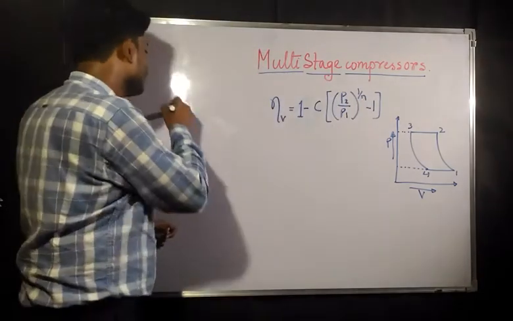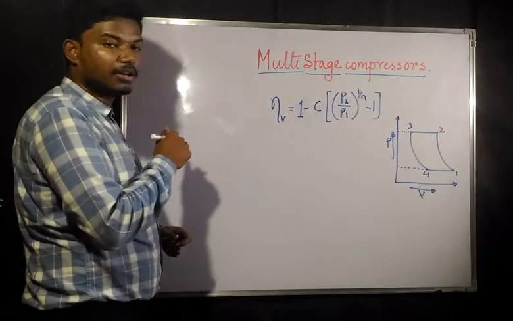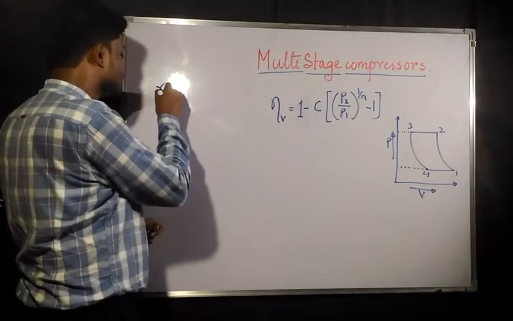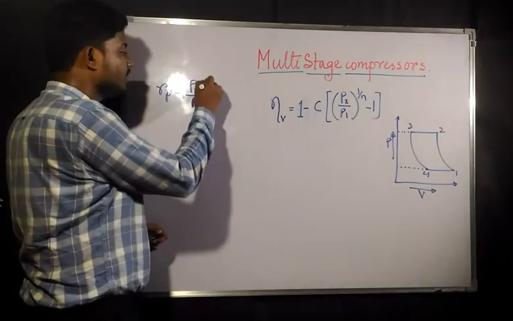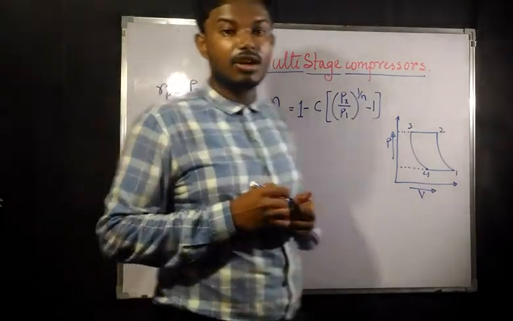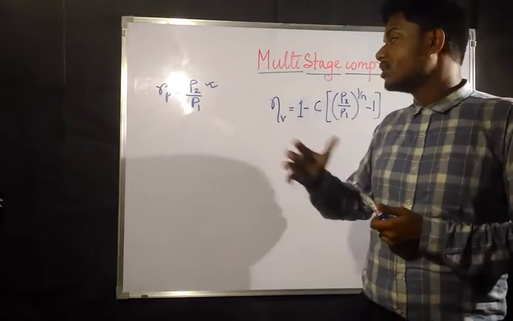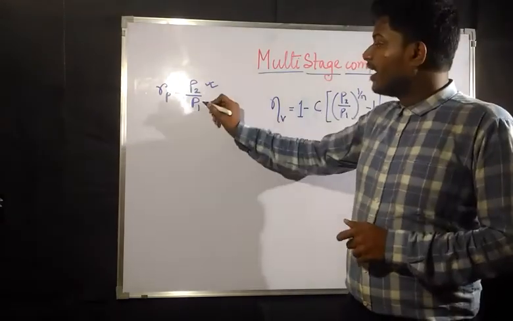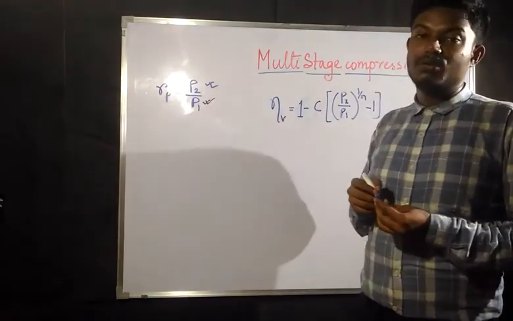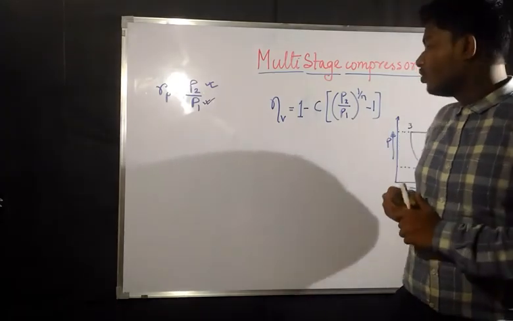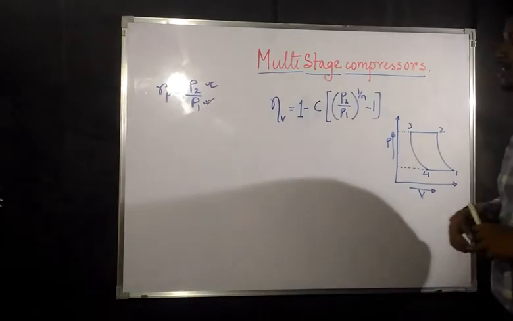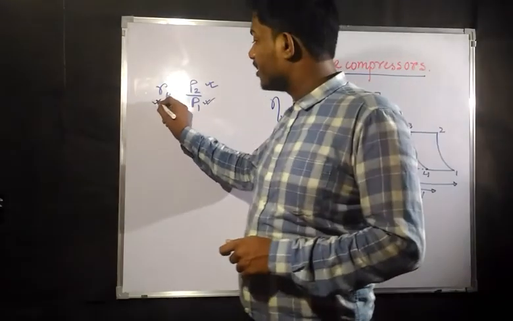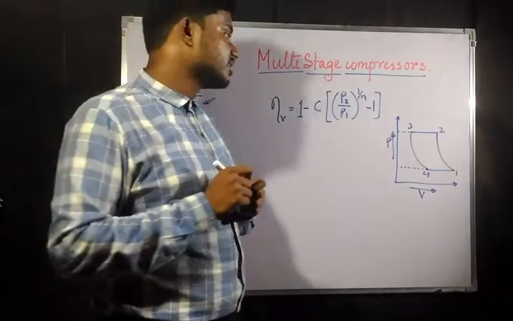Now from here, what is P2 by P1? P2 by P1 is nothing but the pressure ratio. P2 is the required pressure, that means the pressure at which we need the air now. And P1 is whatever the initial pressure was. So the pressure achieved after the compression divided by the initial pressure gives us the pressure ratio.